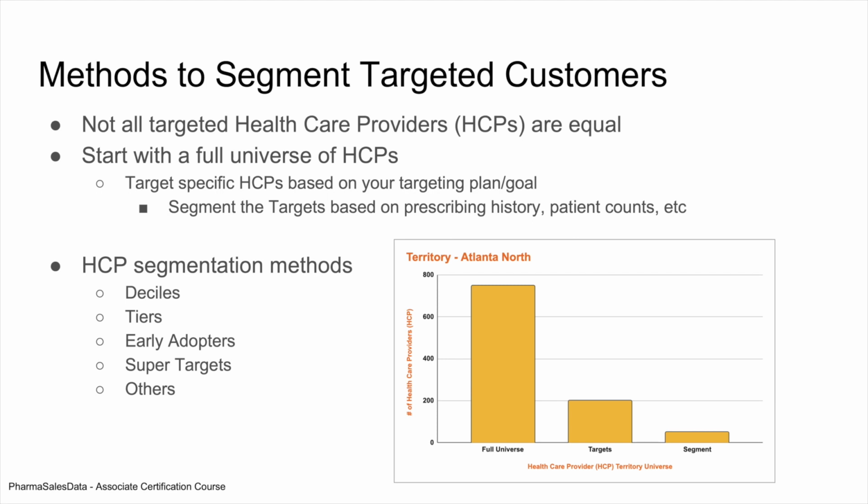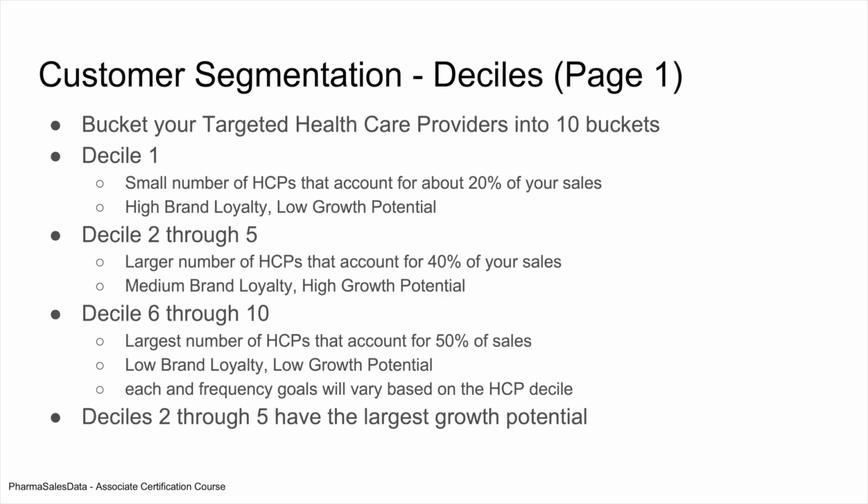But what you're basically trying to do is start with a large universe and boil it down to your most important HCPs to call on, because it's the old 80-20 rule. So 20% of your doctors are going to write 80% of your prescriptions. So deciles. You bucket your targeted healthcare providers into 10 buckets. Decile 1 is a small number of HCPs that account for about 20% of your sales, high brand loyalty, low growth potential, because they're already writing a lot of your product.